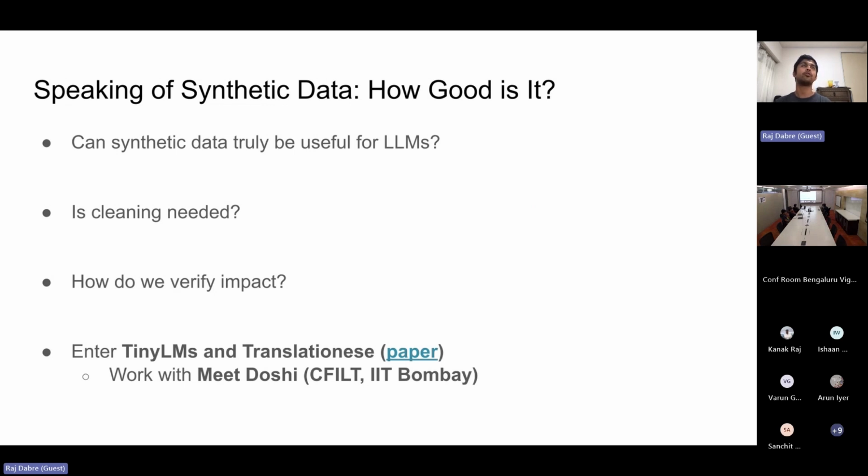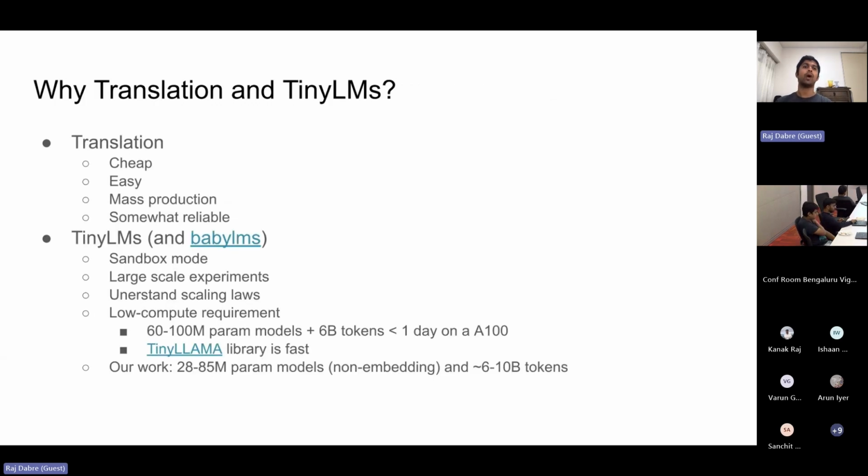You might hear people saying that machine translation is kind of saturated, it's kind of dead. But to me, it is a very important tool, and it is very important to improve it because it can still have major impact when it comes to LLMs and data scarce situations. So why translation and tiny LLMs? Because translation is cheap, it's easy, it enables mass production, and it is somewhat reliable. As we've gone from IndicTrans 1 to IndicTrans 2, we've seen a significant improvement in translation quality, and the reliability and user satisfaction has also increased substantially.